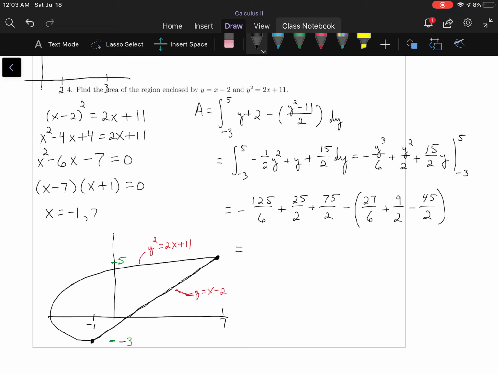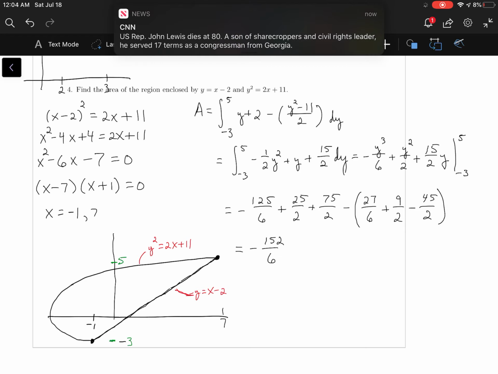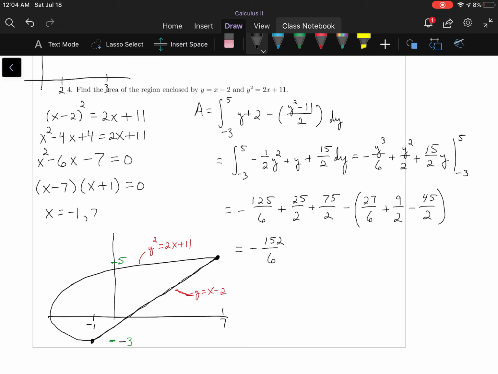So now I'm going to combine the terms with common denominators. So the negative 125 over 6 minus the 27 over 6 is going to be negative 152 over 6. And then the fractions with a common denominator of 2, we've got 25 plus 75 is 100. Inside the parentheses, we have 9 minus 45 is negative 36. But there's a negative sign out front, so that's going to be positive 36. So this is going to be 136 over 2.